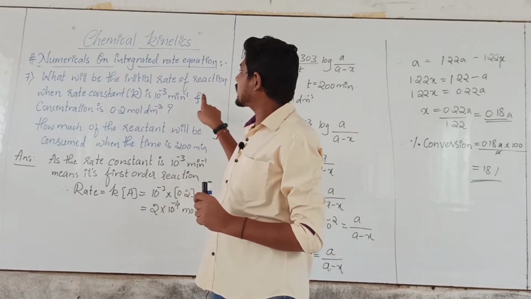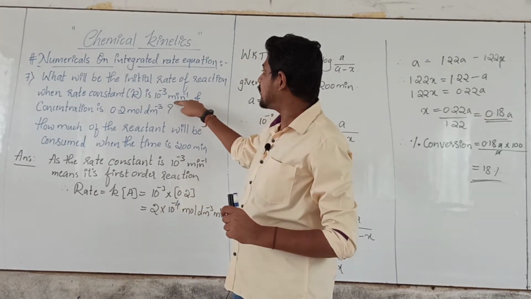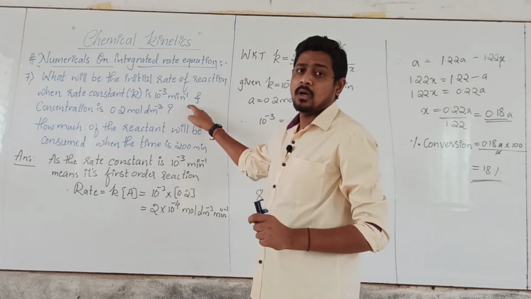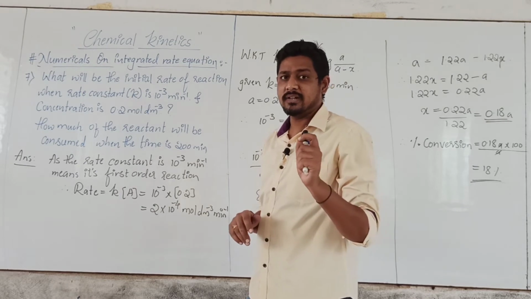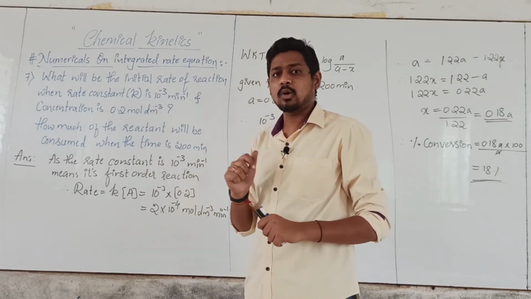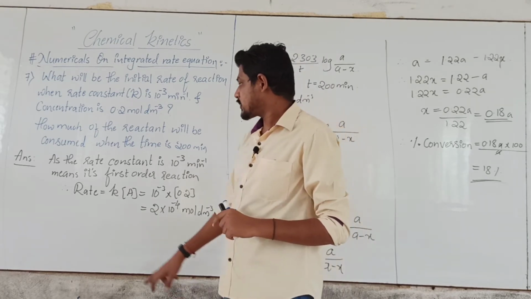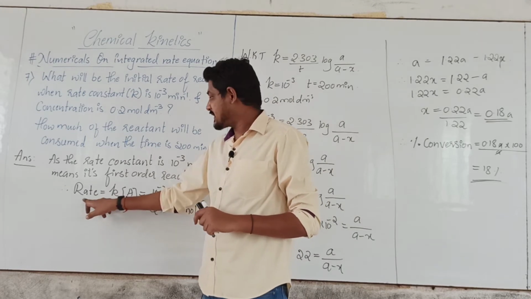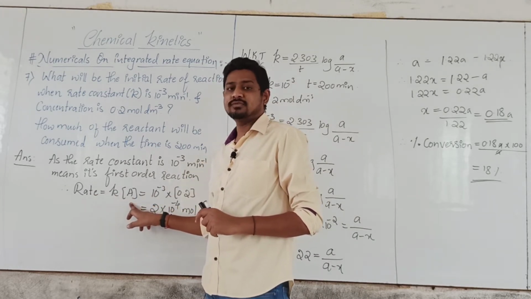See, here they are clearly giving you the rate constant is 10 to the power minus 3 per minute. When the unit of rate constant is per minute or per second, what is the order of the reaction? It is a first order reaction. So for the first order reaction, how can we write the rate? Rate is equal to rate constant multiplied by the molar concentration of the reactant.